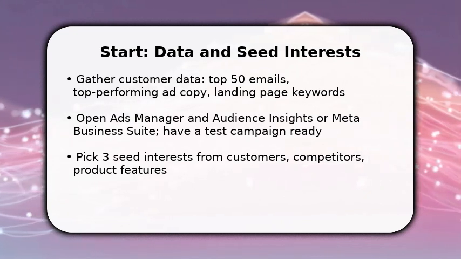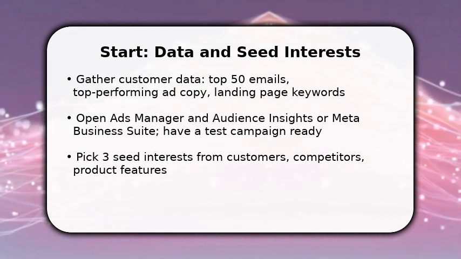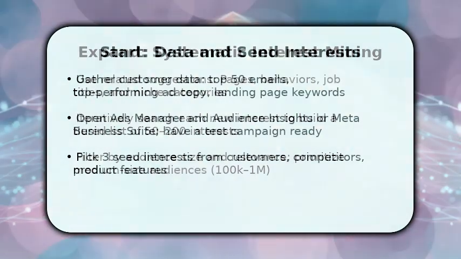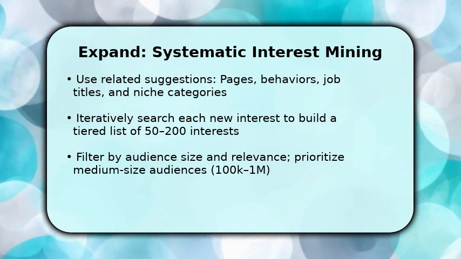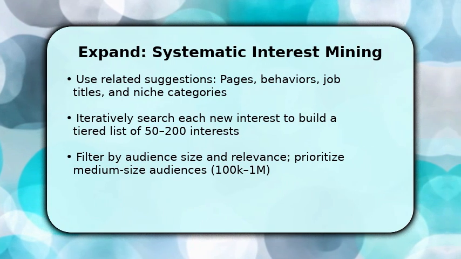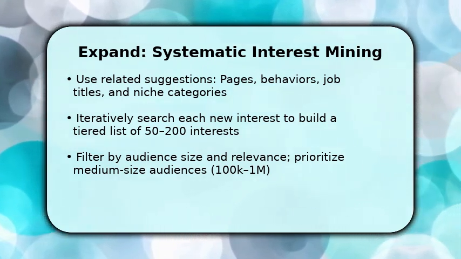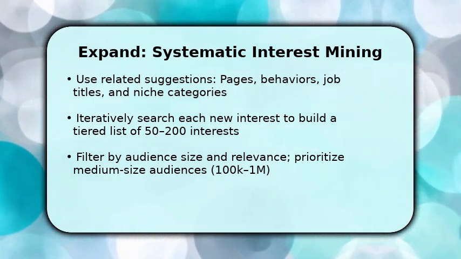This preserves context. You do this now to create a structured list instead of guessing, which saves time when you expand into layered targeting. Once you have seeds, systematically expand by feeding each suggestion back into the search. Look at pages, behaviors, job titles, and niche subcategories. Each returns new leads. As you add items, cluster them into themes and create tiers: primary, secondary, and experimental.